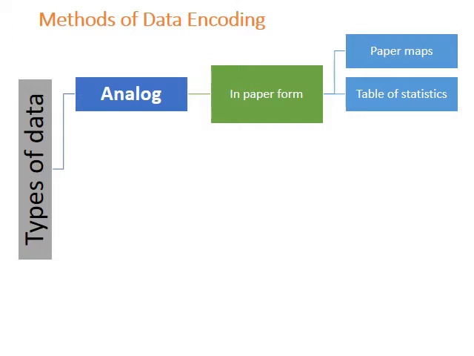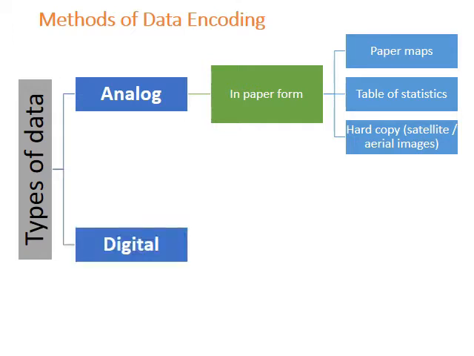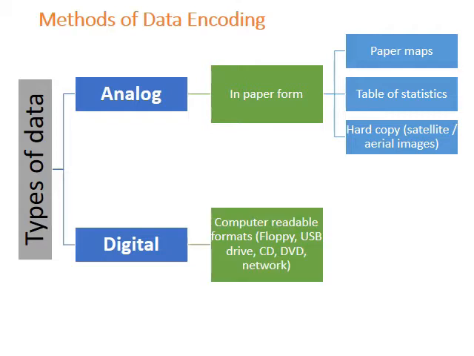All those informations can become attribute data into the GIS. And a hard copy map of a particular area, and you can also take satellite data, so that can be brought into the GIS. And another type of data is the digital data. Directly you can feed that into the GIS because it is in a digital form.